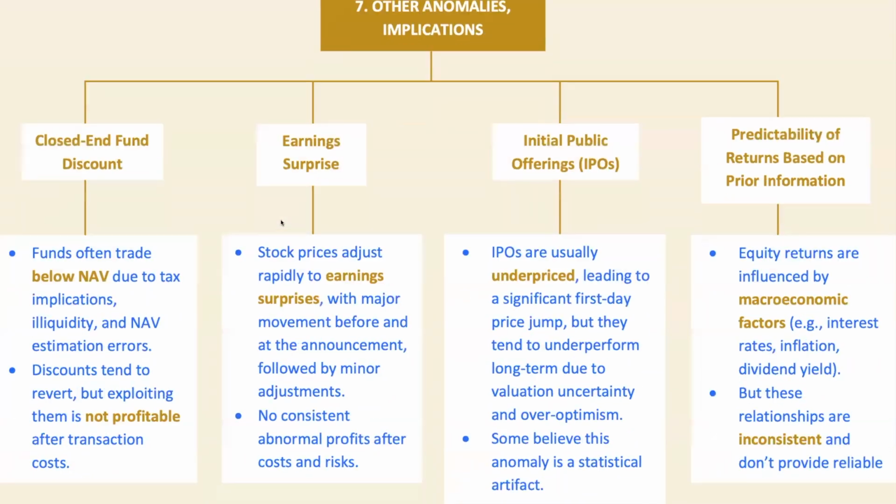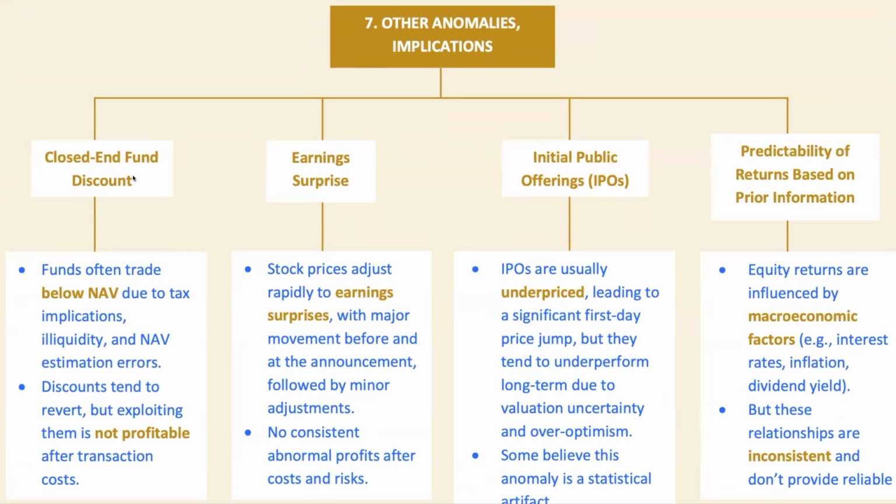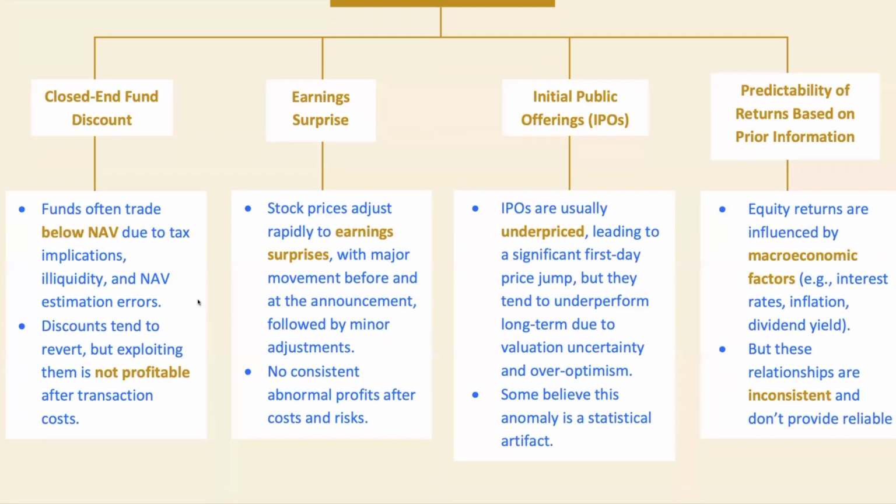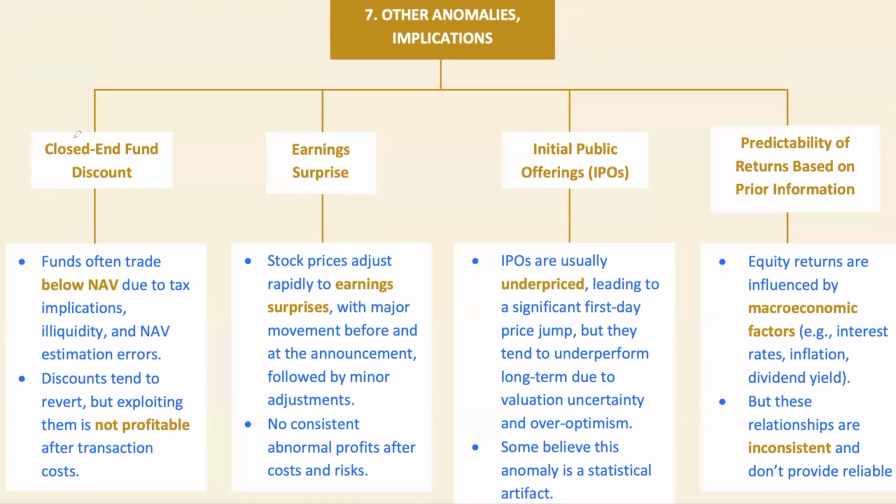Let's wrap this anomalies segment. There are a few other anomalies that frequently pop up in textbooks and discussions. First up, closed-end fund discounts. These funds often trade below the value of the assets they hold. Why? Maybe taxes, maybe liquidity issues, maybe investor sentiment. But whatever the reason, these discounts tend to revert to the mean, so they're not always reliable sources of alpha.